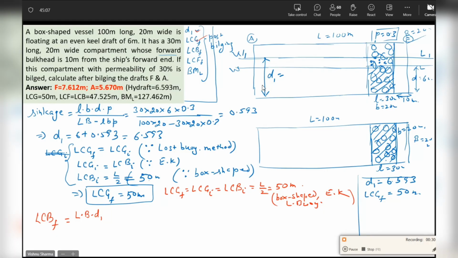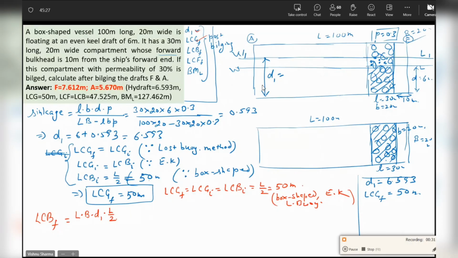What will be the distance of its geometric center from the after perpendicular? L by 2, sir. Very good. Into L by 2. This becomes the longitudinal moment of underwater volume up to W1L1 about the after perpendicular. Does everybody agree or any questions, guys?